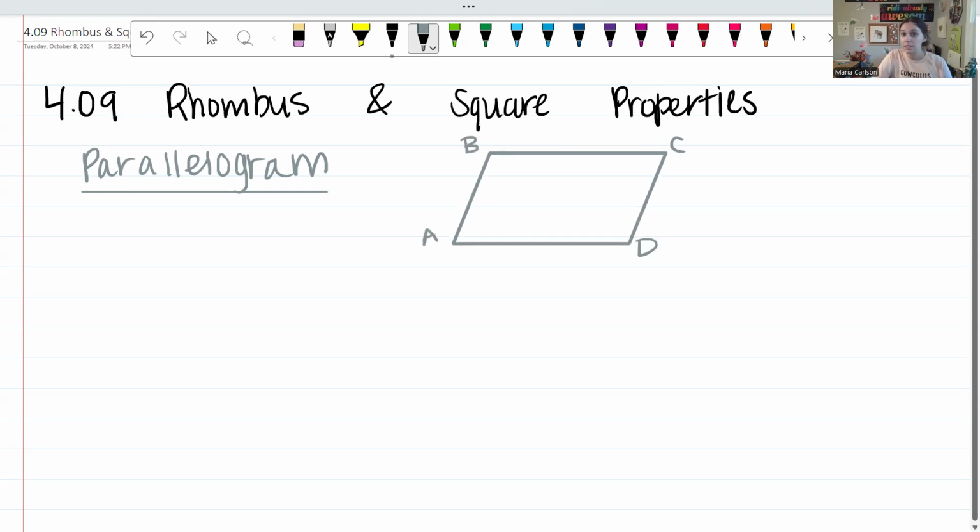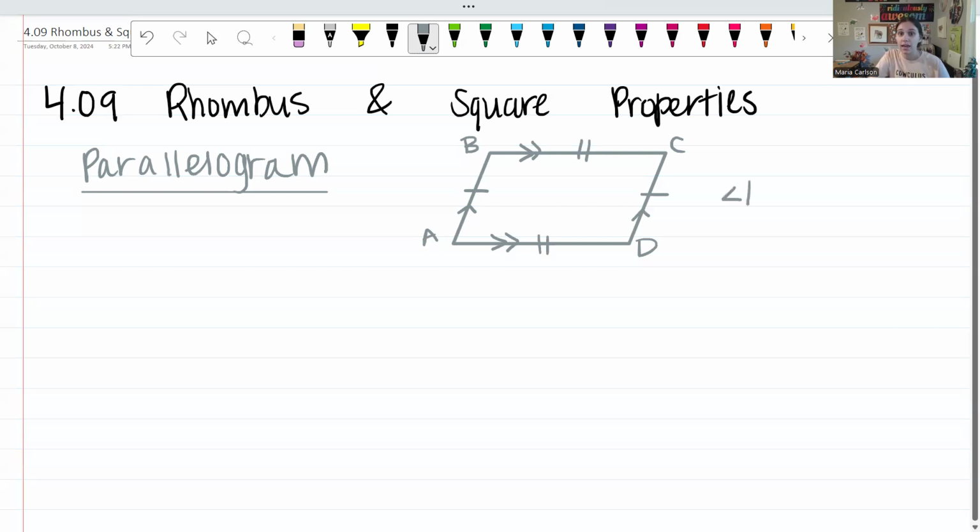And our basic properties of a parallelogram, we know those opposite sides are parallel. So AB and CD are parallel, and BC and AD are parallel. Those opposite sides are also congruent. So AB and CD are congruent, and BC and AD are congruent. Opposite angles are also congruent.